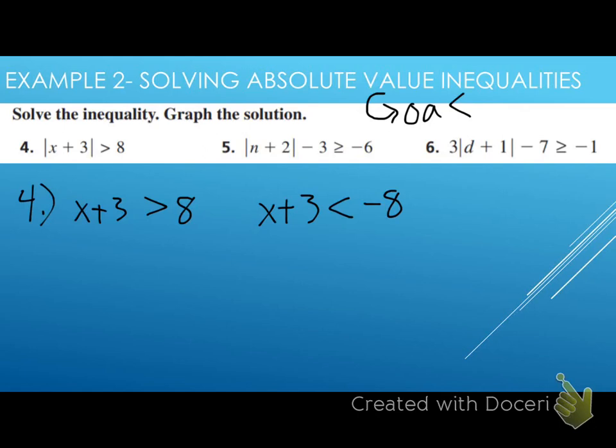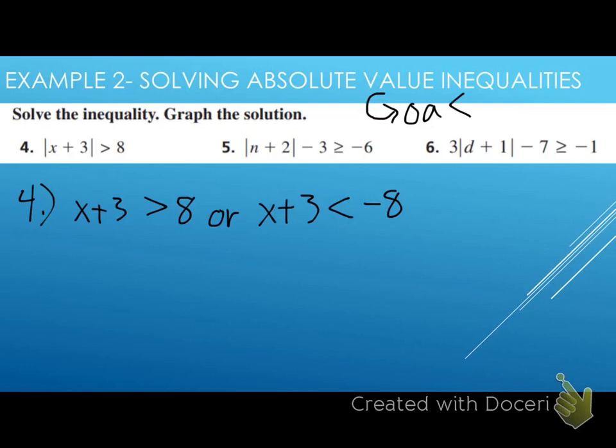What's my original inequality symbol? Greater than. So is this going to be an and or an or compound inequality? Or. I've got the greater than symbol next to the O, so I know it's going to be or. Everyone okay with how we set this one up?